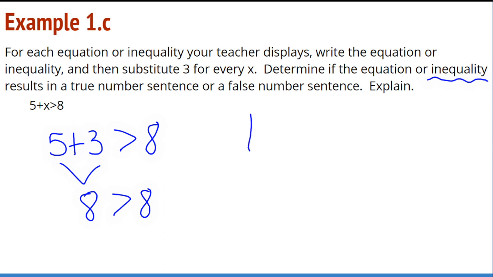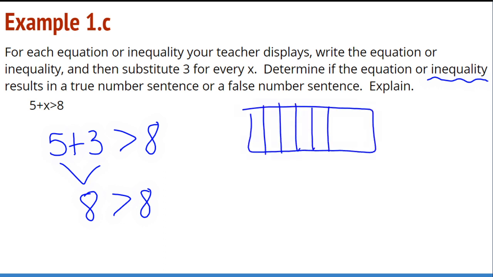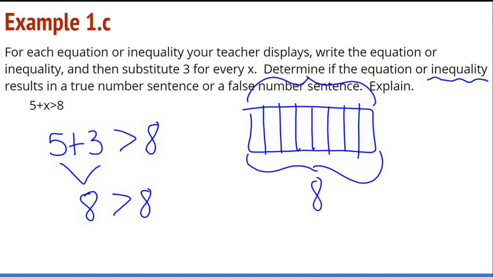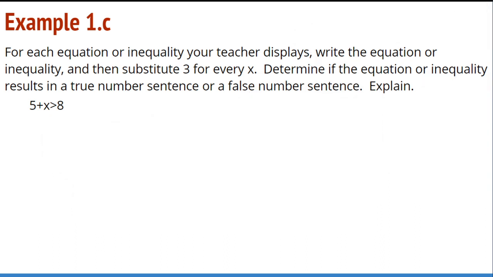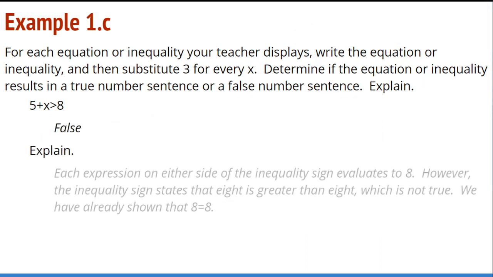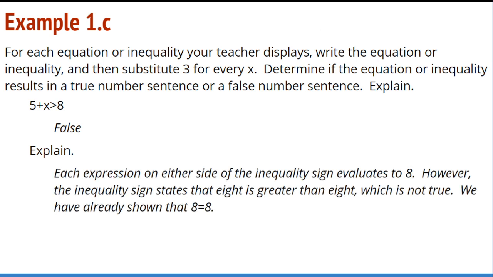If I were to draw a picture of 8, and this is my 8, and this is my 8, they are equal to each other. One 8 is not greater than another 8. So I'm going to say that this is false. 8 is equal to 8. 8 is not greater than 8. So each expression on either side of the inequality sign evaluates to 8. However, the inequality symbol states that 8 is greater than 8, which is not true. And we've already proven that 8 is equal to 8.